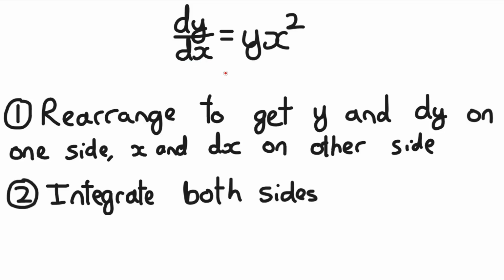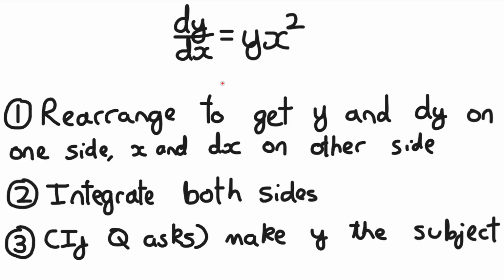And then secondly, we need to integrate both sides of the equation after we've done this rearranging. And then thirdly, you don't always have to do this. You only need to do it if the question asks you. The question may ask you to rearrange this equation that you've come up with to make y the subject, so therefore you get it in the familiar format of y is equal to a function of x. But as I said, you only need to do this if the question asks you. Sometimes it might actually be impossible to rearrange it into this form.